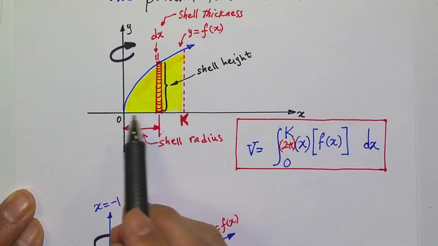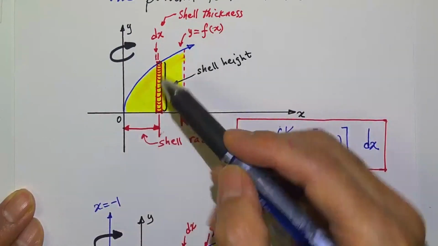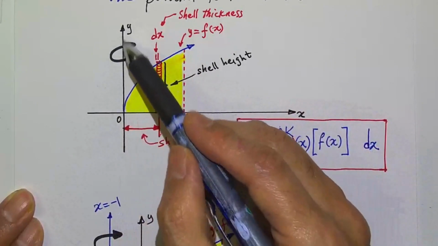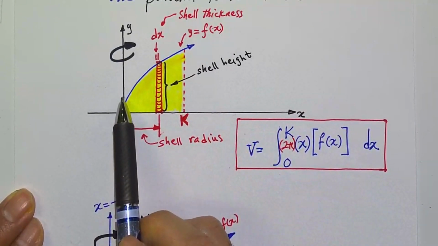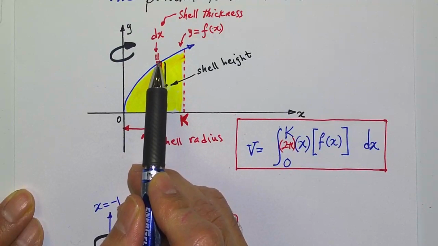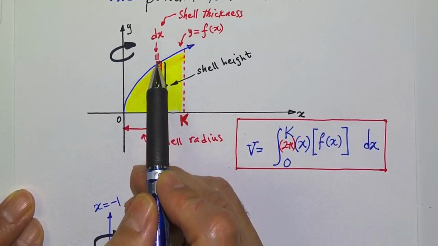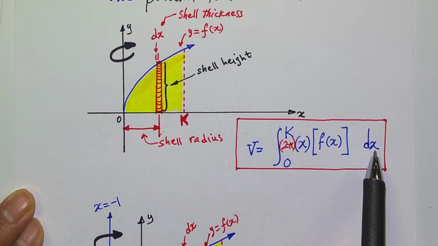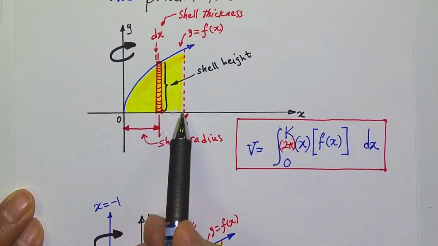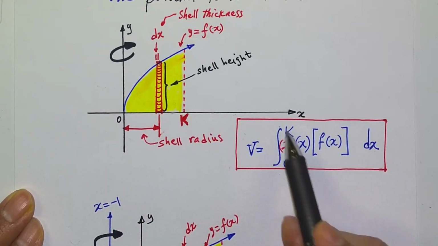So the limits of integration are from 0 to k, because the shell is always constructed parallel to the rotational axis. And if this is our shell, then the thickness of the shell determines which variable we're going to integrate with respect to. So the thickness of the shell is along the x-axis, so it's going to be dx. So x is going to be the variable of integration, and that variable changes from 0 to k in this figure, right? So that's where you have the limits of integration.